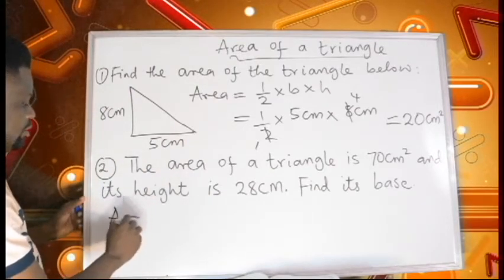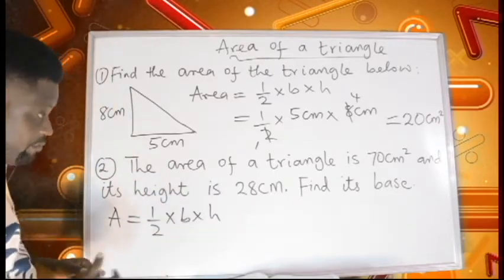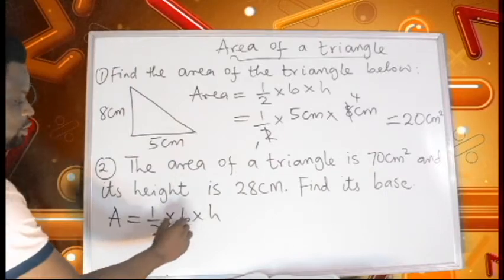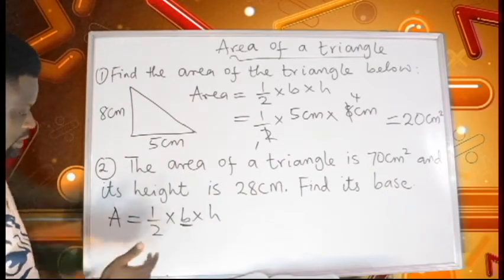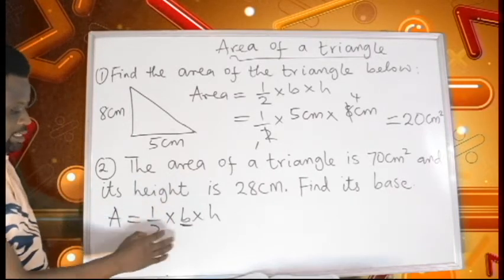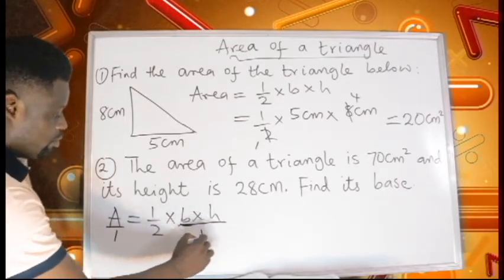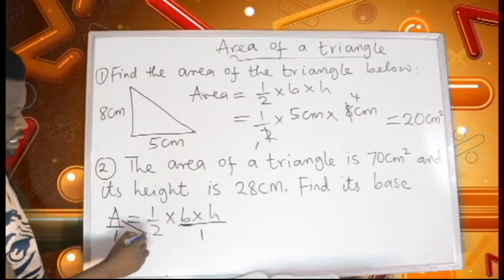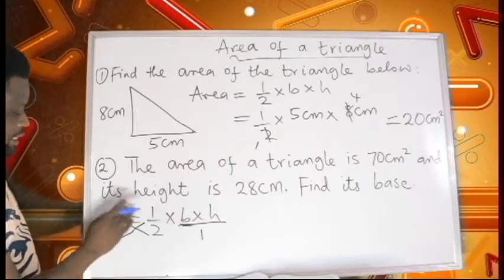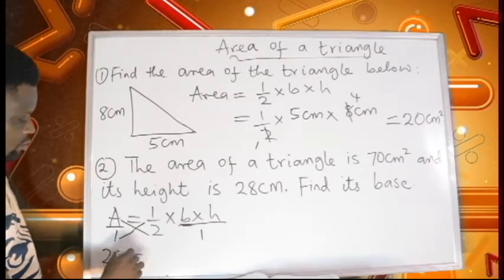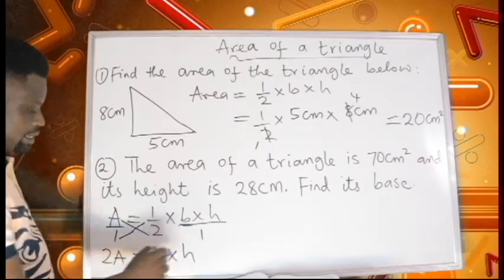Area equals half times base times height. So we say find its base. So our attention is on the base. We want the base to stay alone. Firstly, let's cross multiply so that these 2 will go off. This is over 1 and all this one is over 1. So let's cross multiply: A times 2 and 1 times the other side. So we have 2 times A will give us 2A equals 1 times this, which gives us base times height.